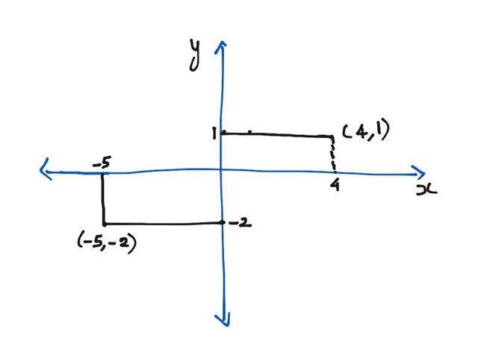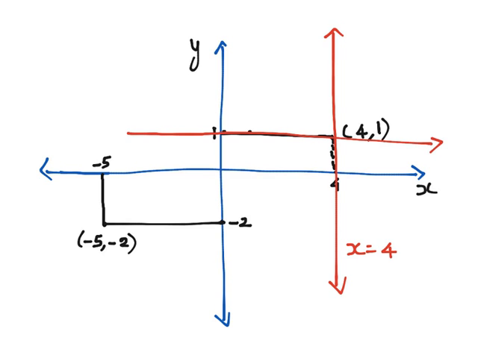Okay, let's say I draw a horizontal line or a vertical line passing through the point (4, 1). Now what will be the equation of this line, students? Very simple. It cuts the x-axis at 4, so x equal to 4. Okay, what will be the equation of this line? Again, very simple.